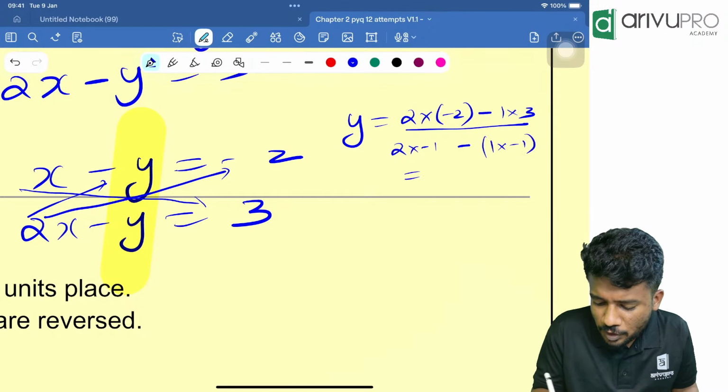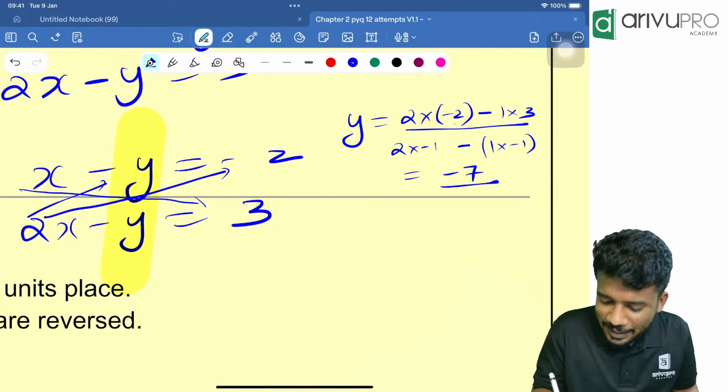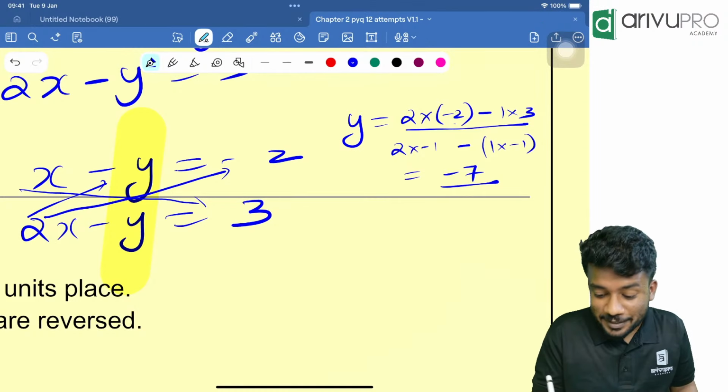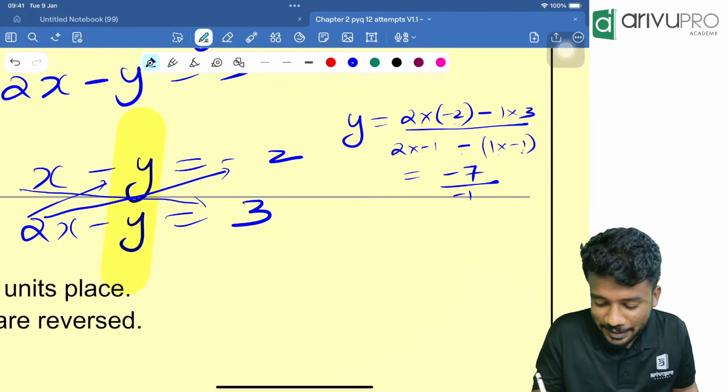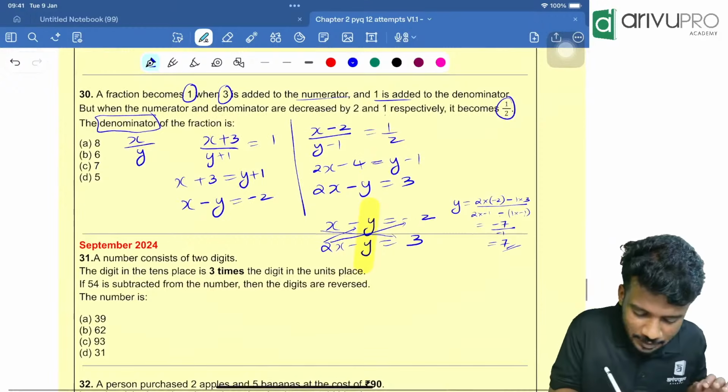So which is equal to how much? Minus 2 into 2 is minus 4. Minus 4 minus 3 is minus 7, divided by 2 into minus 1 is minus 2, minus 2 plus 1, which is minus 1. Minus into minus will become plus. So 7 is the answer. Option C is the answer.